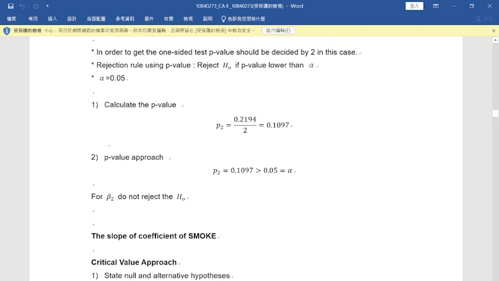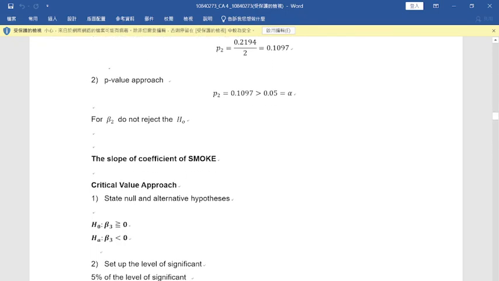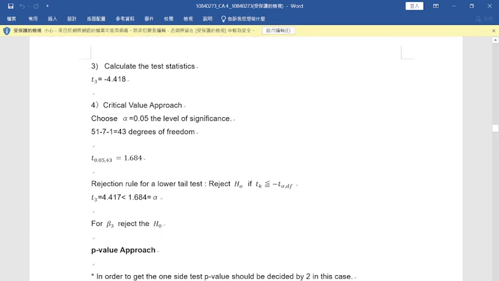For the p-value approach, same: we do not reject the hypothesis. For smoke, we expected a negative relationship. Then, as you can see, that's lower than our T. What is this expression? Yeah, that's my mistake. I hope you agree.